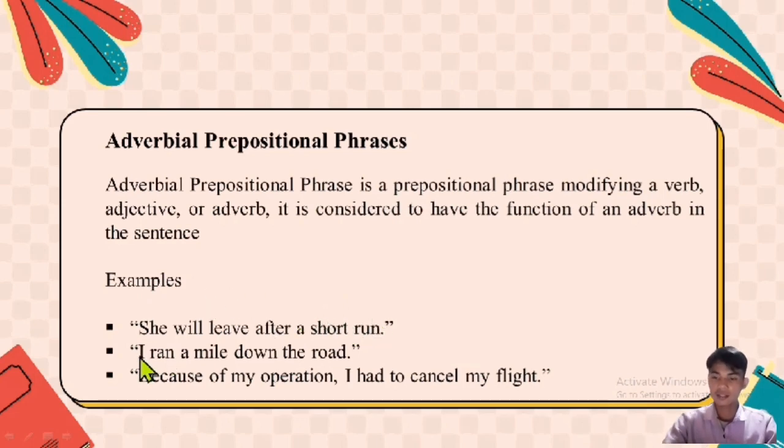And then the second example here, "I ran a mile down the road." So "down" here is a preposition, and "road" here is an adverb. So "down" here modifies the road. Okay, and the last is "Because of my preparation, I had to cancel my flight." I mean, you can understand the third example.